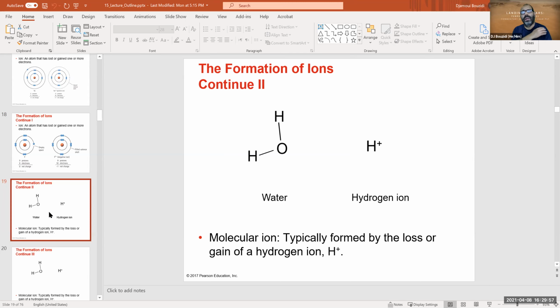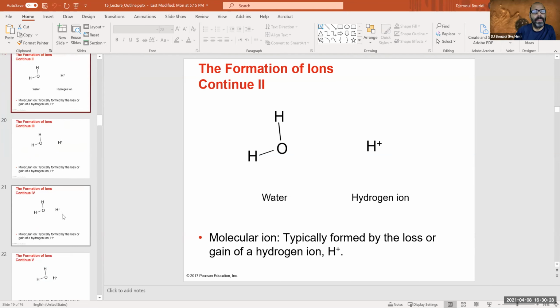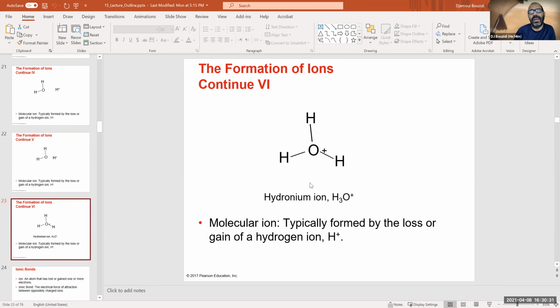This is how molecular ions form. So it's not just the atoms that can become ions, it's actually the molecules themselves that can become ionic. So here is a neutral water molecule. If it gains a proton, a hydrogen stripped of its own electron, what happens in this situation? It becomes an ion, it becomes positively charged, okay?